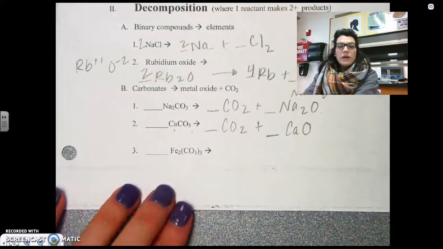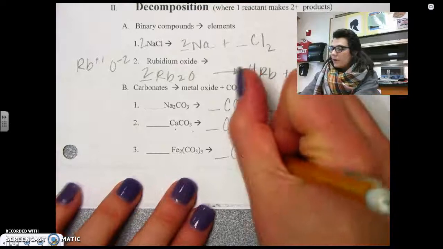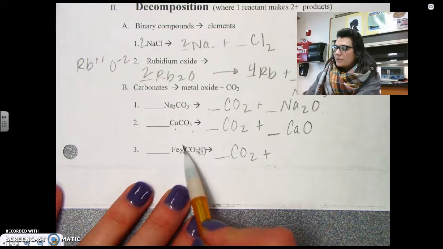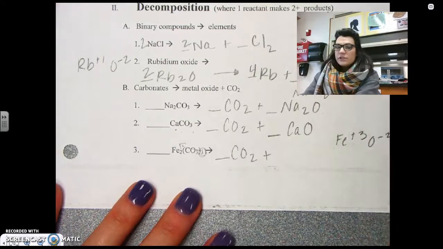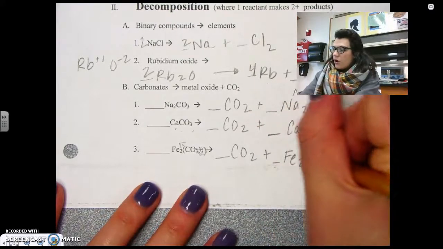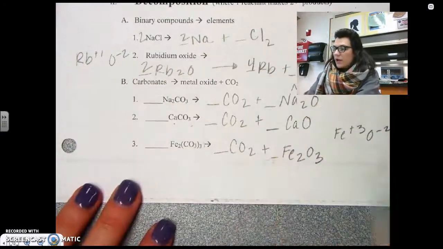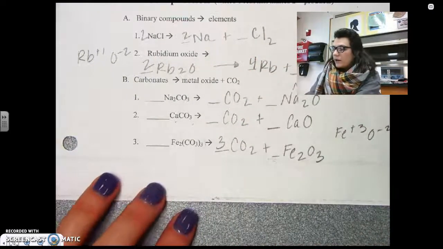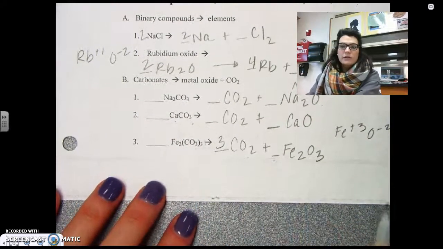Okay. The last one is iron carbonate. One of my products is going to be CO2 plus iron oxide. In this case, iron is 3 charged because of the uncrisscross, so it's Fe plus 3 and O minus 2. Charges don't cancel, therefore this will be Fe2O3. Then I do have to make sure this one's balanced. I have 2 irons, 3 carbons, so I'm going to put a 3 here. And then 9 oxygens: 3 times 2 is 6, plus 3 is 9. So I should be balanced.